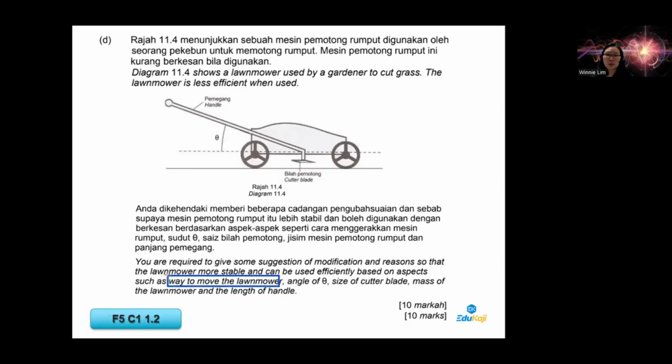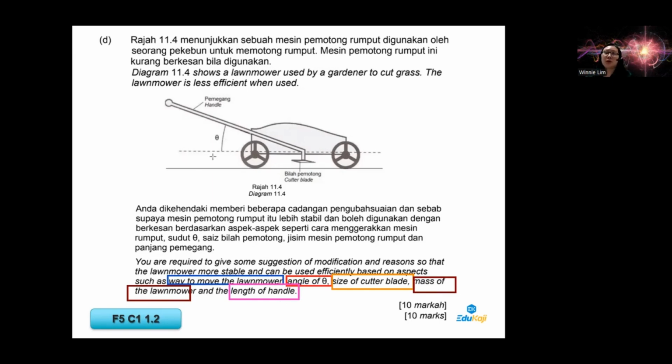How to move the lawn mower, angle, size of the cutter blade, mass of the lawn mower, and length of the handle. So indeed, even though they didn't put 1, 2, 3, 4, 5, it means 5 aspects, 5 reasons: after you modify, then you give the reason.